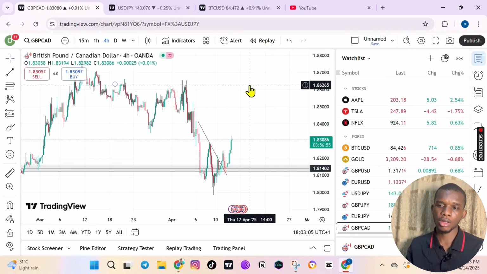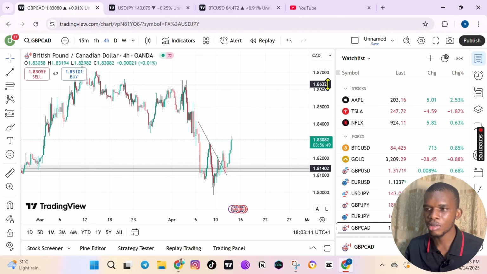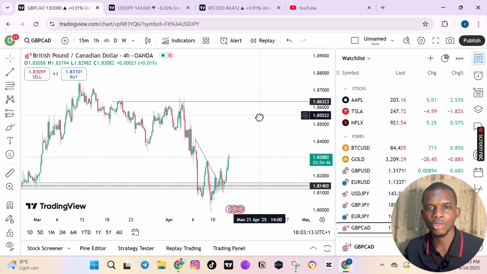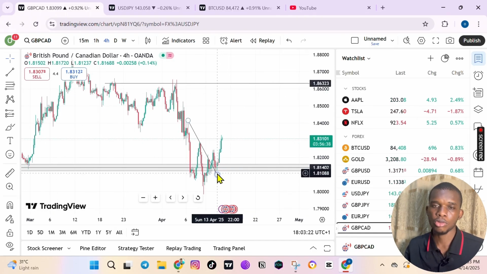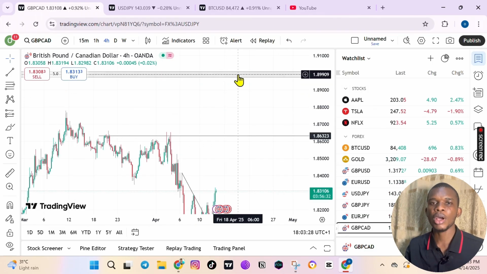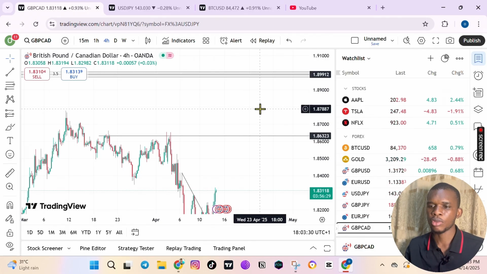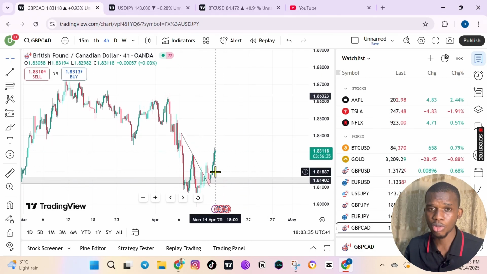I'm 70% sure GBPCAD is heading to 1.86323. I'm 70% sure, guys. Now this is my first take profit. I took this trade from here. And this is my first take profit, and my second take profit is here. Now I'm going to show you guys how I was able to cash this trade, how I knew that this particular place was going to reverse.